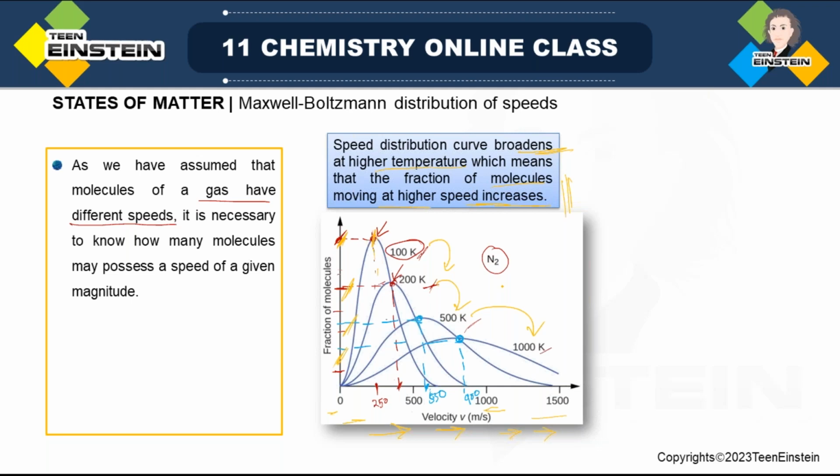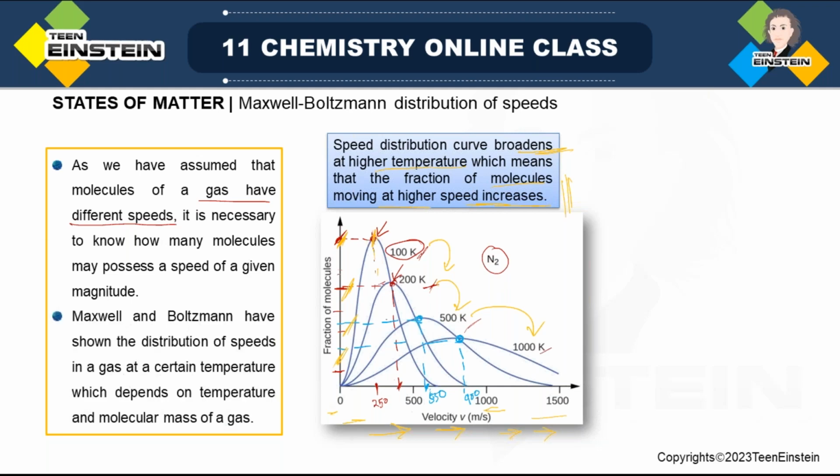So if this is the observation that with increase in temperature, the fraction of molecules having higher speed is increasing, it means it has a direct relationship with temperature, right? So when temperature is increased, velocity is also increasing. That is, most of the molecules are now moving with higher speed with increasing temperature.